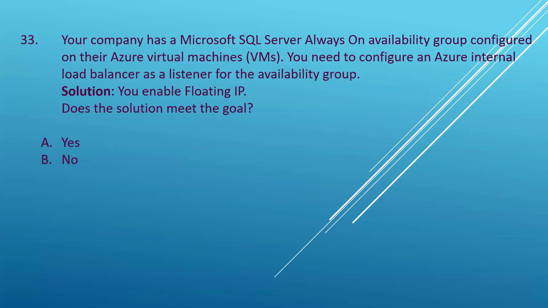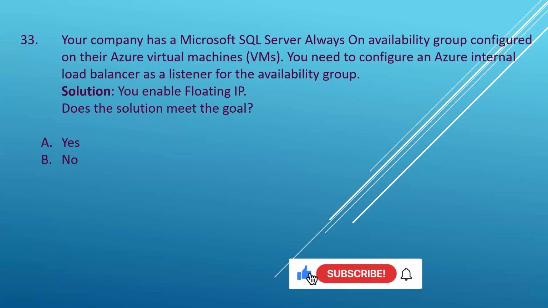Question number 33. Your company has a Microsoft SQL Server Always On availability group configured on their Azure virtual machines. You need to configure an Azure internal load balancer as a listener for the availability group. The solution is you enable floating IP. Does the solution meet the goal? You need to choose between yes or no.